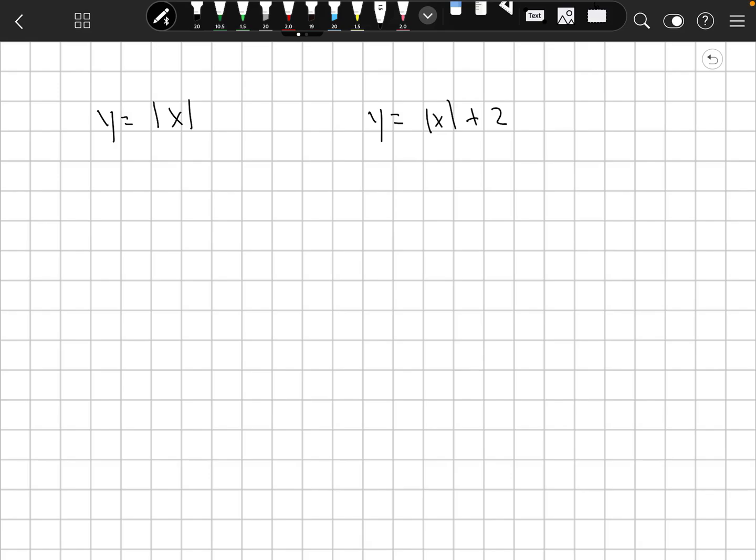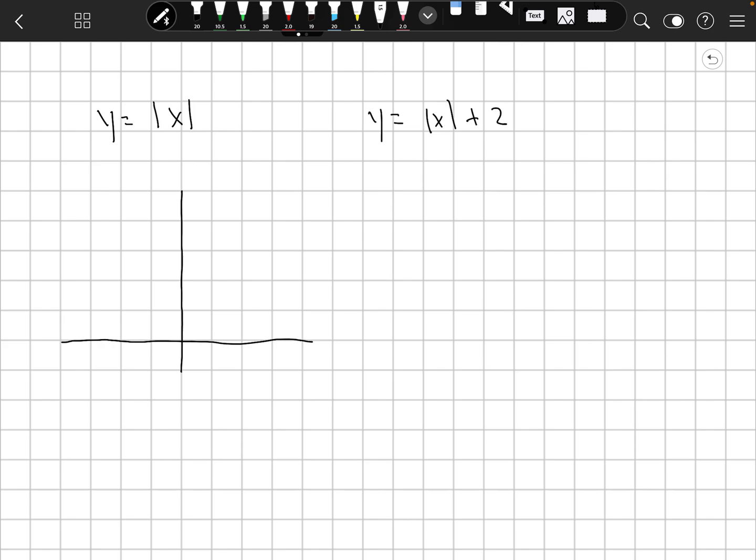I wanted to look at absolute value functions with you today. So this first function says y equals the absolute value of x. This is the parent function, and we can relate all other absolute values to this absolute value function.